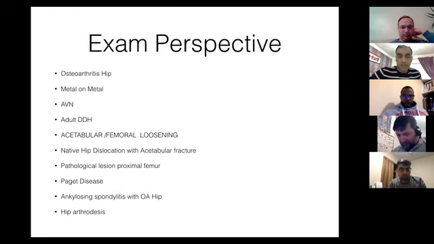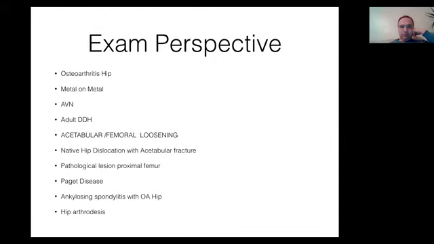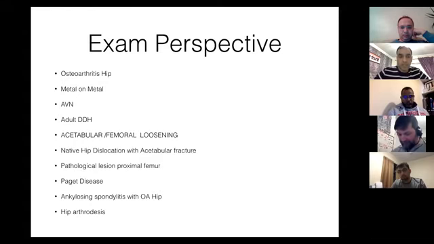Recently, they have been asking a lot about metal on metal since Andy Murray had that done. So I think that's a hot topic these days. Everyone should know the ins and outs of metal on metal. Avascular necrosis can be asked in basic science or in adult pathology as well. Adult DDH is a very common thing that can be asked in the long case or in the Viva. Acetabular or femoral loosening, aseptic or septic loosening, is also common.